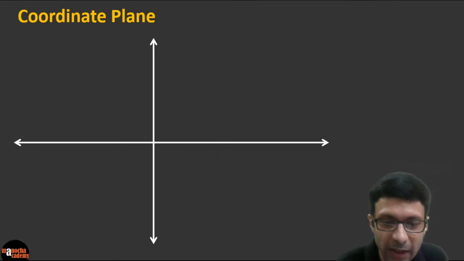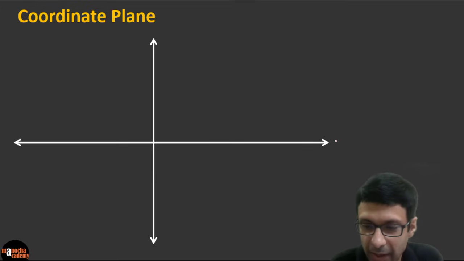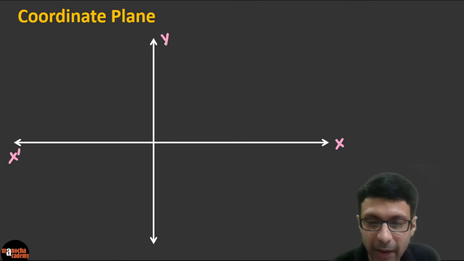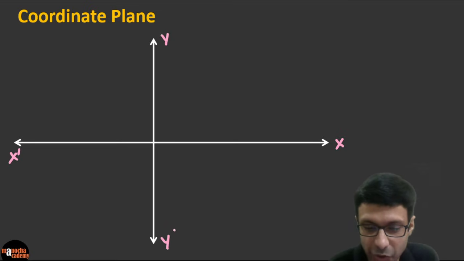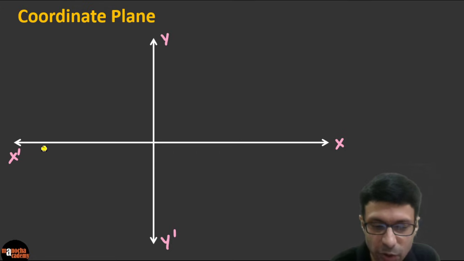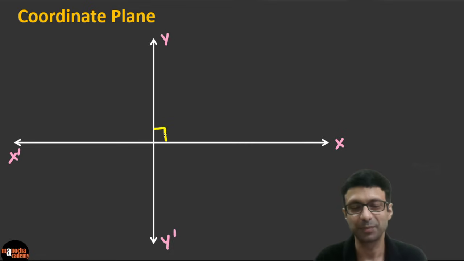So here you can see in the coordinate plane, you actually have two lines, which we call axes. This is labeled as the x-axis, and this is x dash, the negative x-axis. Then you have the y and y dash. These two lines, the x-axis and y-axis, are mutually perpendicular. So they are at 90 degrees, right?